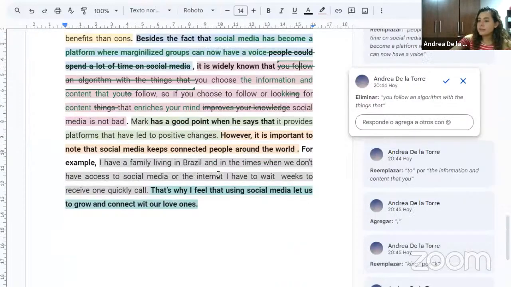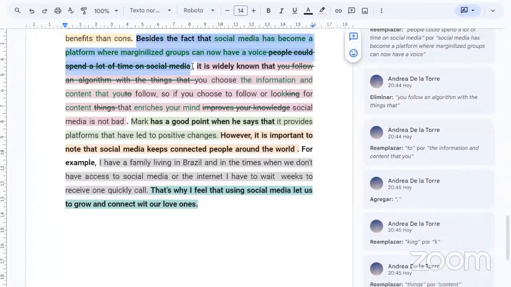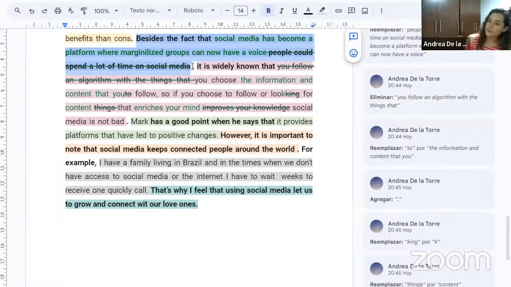Now, Mark has a good point when he says that social media provides platforms that have led to positive changes. Oh, okay, you got confused. In this part, right? You got confused. Okay.